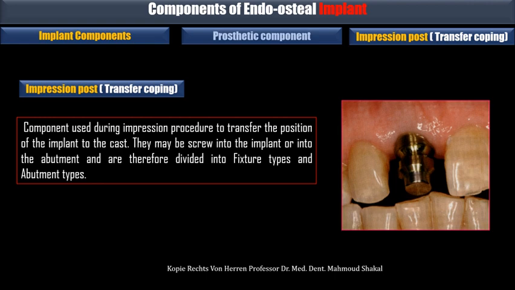The transfer coping is a component used during impression procedure to transfer the position of the implant to the cast. They may be screwed into the implant or into the abutment and are therefore divided into fixture type and abutment type. So the impression post or transfer coping, fixture type, and abutment type.